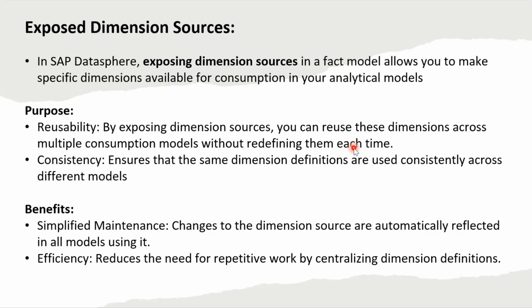When you build a consumption model on top of it, if you do not expose this, then only the fact data of this consumption model, or whatever you select in your output, because you also have an option to select the attributes as an output of this model, will flow to the consumption model. Or else you can expose these dimensions as a source, so that whatever changes happen to this source will automatically flow to your consumption model.